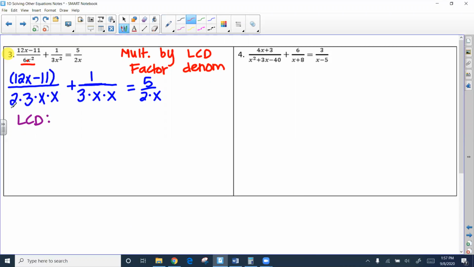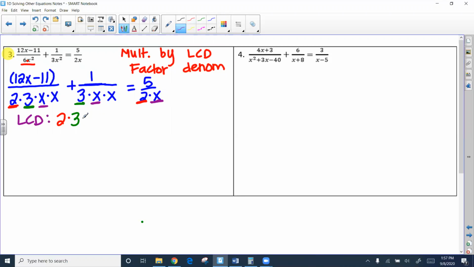So these 2 fractions have a 2 in common. So I'm going to include the 2 from the common factor. Okay, then I'm going to include a 3. These 2 fractions have a 3 in common, so I'm going to include a 3. I have to include an x. They all have at least one x in common.